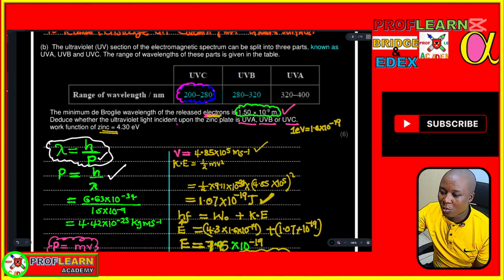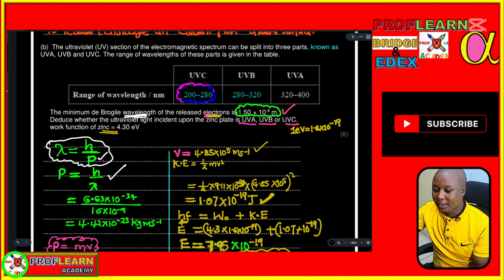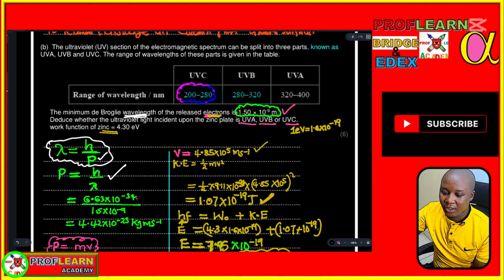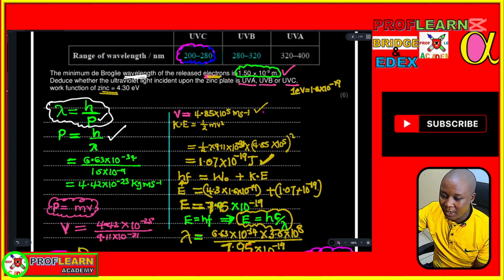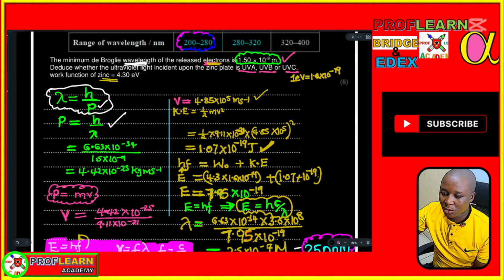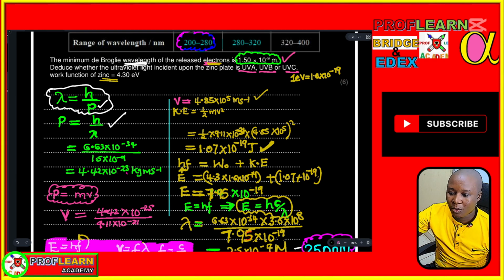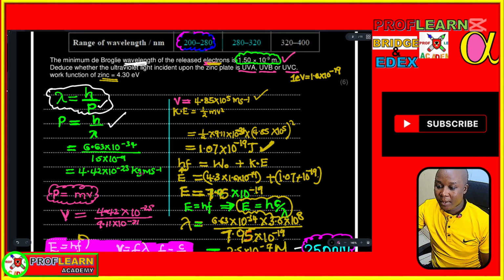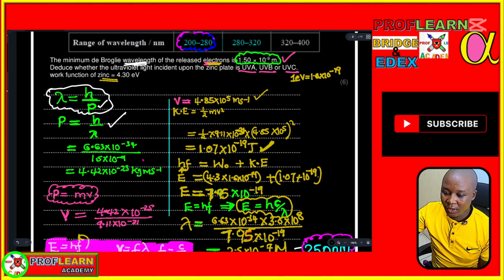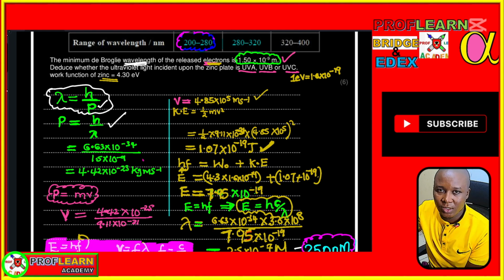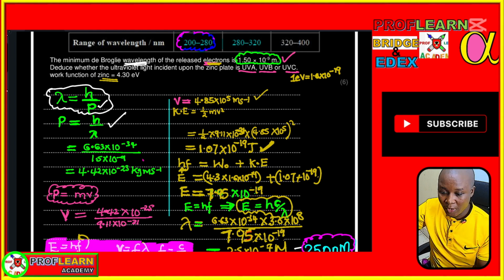So we already know the wavelength, which is lambda, and we know Planck's constant is 6.63 times 10 raised to the power -34 divided by the wavelength that was provided. We shall get the momentum of those electrons to be 4.42 times 10 raised to the power -25 kilogram meter per second. Once you have gotten that, you need to remember that momentum is usually mass times velocity.